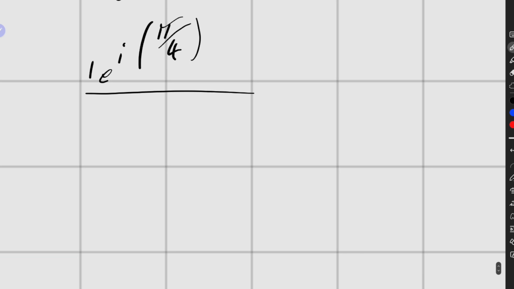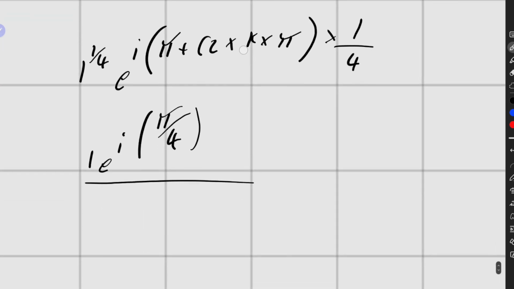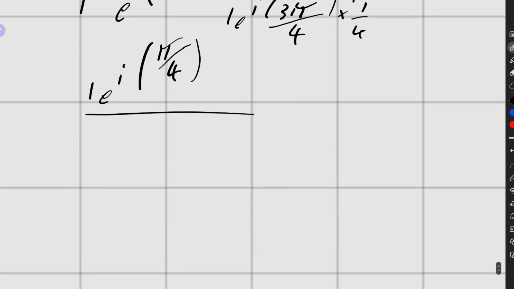So for your second solution, all you're going to do is substitute 1 where k goes. So you're going to have 1 e^(i(pi plus 2 pi) times 1 on 4). Now what is pi plus 2 pi? It's going to be 3 pi times 1 on 4, which is going to be 3 pi on 4. So your next solution is 1 e^(i 3 pi on 4).